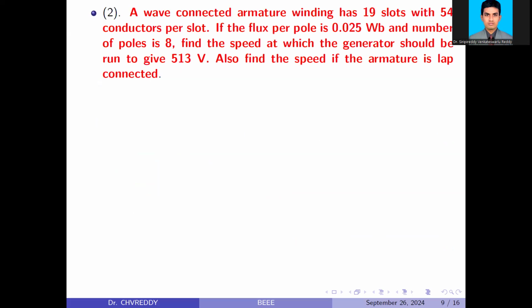The second one is the second problem. In the second problem, a wave-connected armature winding has 19 slots with 54 conductors per slot. If the flux per pole is 0.025 Weber and the number of poles is 8, find the speed at which the generator should be run to give 513 volts. Also find the speed if the armature is lap connected. So this is the problem they have given.